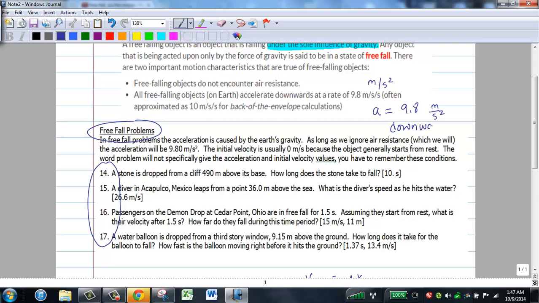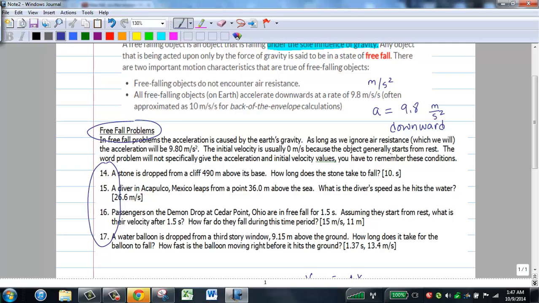Now, that's a little confusing because it doesn't actually mean that the object has to be moving downward, but the acceleration is always in the direction of the force, and the force of gravity is always downward, so the acceleration is downward.